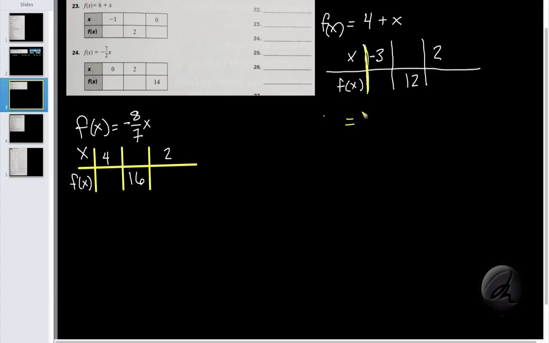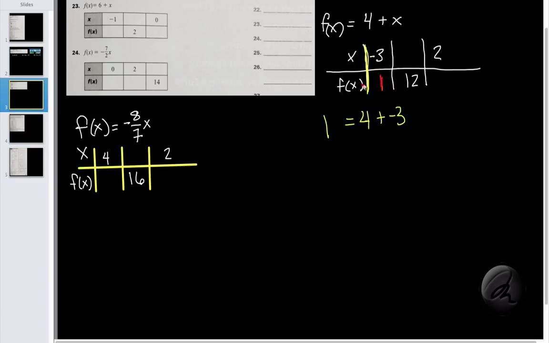So what that would do is then I would replace my x with negative 3. And now the question is, what is the value of f of x when x is negative 3? So then I just do my simple math here. 4 plus negative 3 is 1. So then the value of f of x is 1. Here, let me do it in a different color so it'll pop out more. The value of f of x is 1 when x equals negative 3.